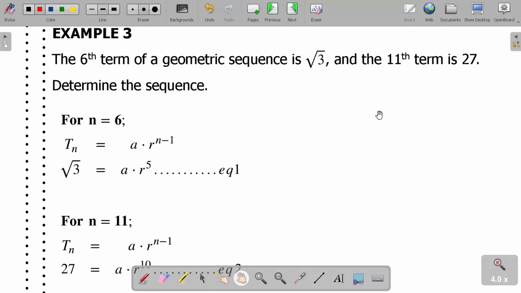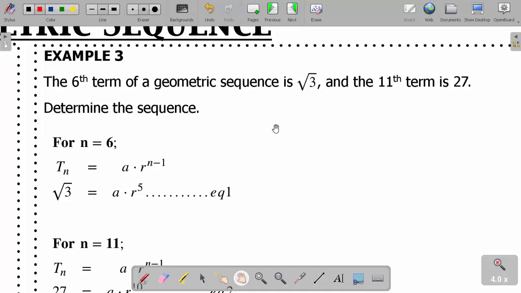We have example 3. They say the 6th term of a geometric sequence is root 3 and the 11th term is 27. Determine the sequence. So noting the important terms again, the 6th term is root 3, and the 11th term is 27. But they're saying it is geometric. So being geometric, I must know my formula for the Tn. Tn equals A multiplied by R power n minus 1.